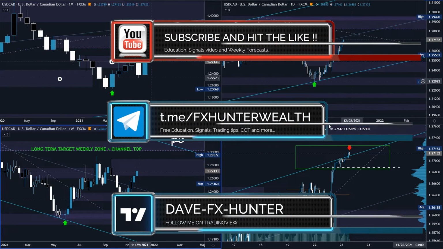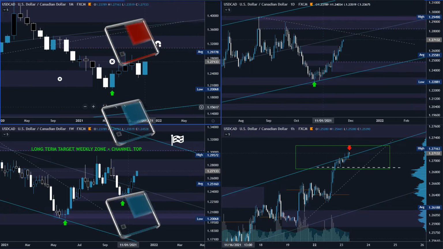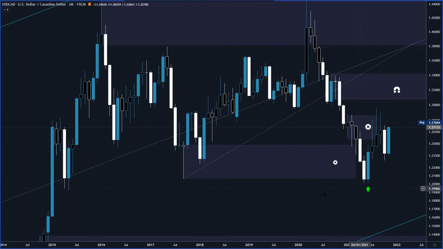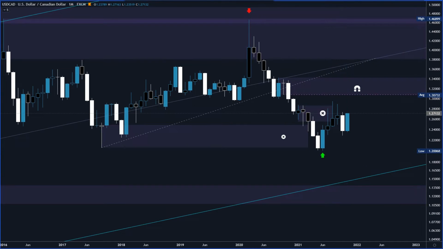So this is the USDCAD and we will make some deeper analysis. So let's start on the monthly. What we can see in here is basically that price has been reacting and it actually removed the bottom of this previous demand zone. So this zone was removed.